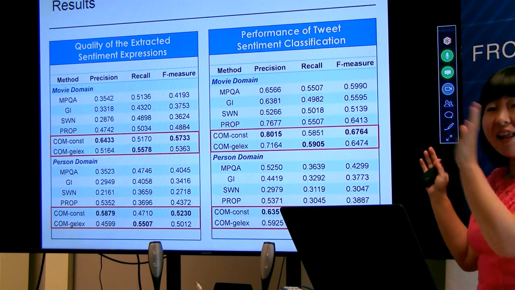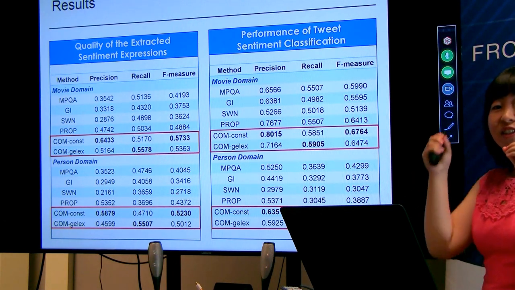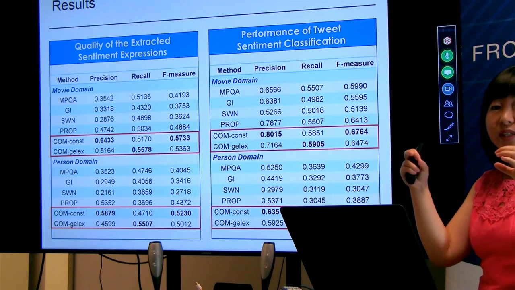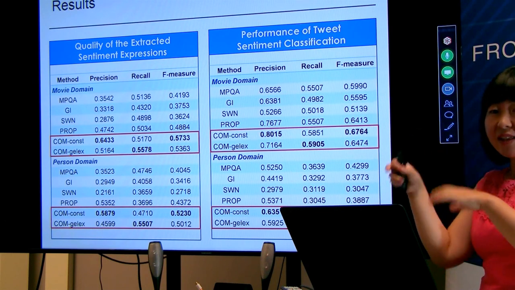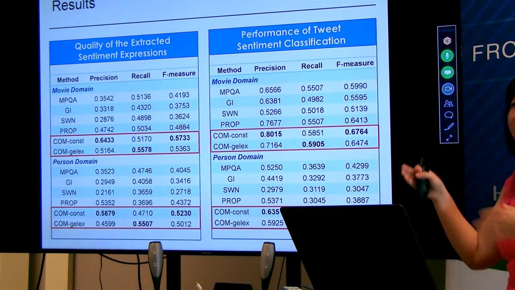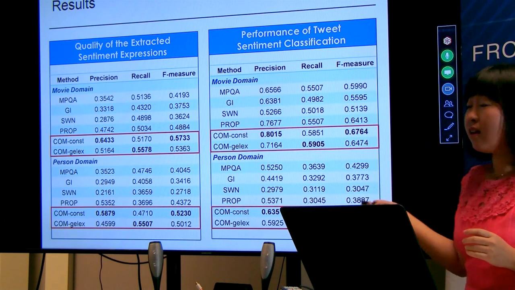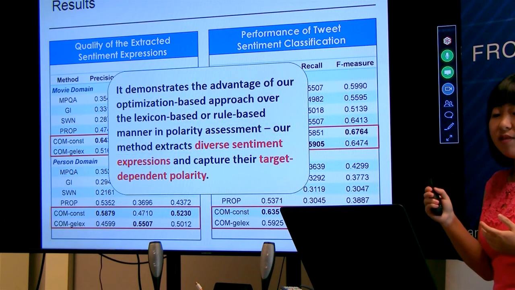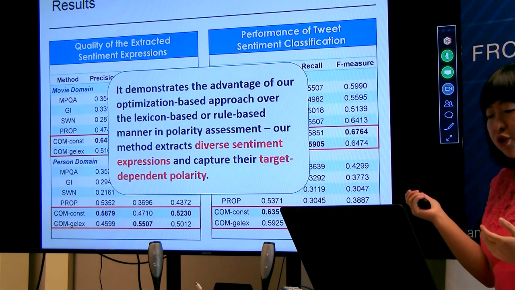It's just like a lexicon-based classifier. You just count how many positive expressions or negative expressions appear in the tweet. So if it's more positive than negative, then it's positive. So it's simply based on the expressions extracted. So this result has demonstrated the advantage of our approach.